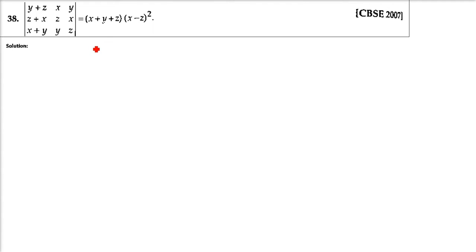Next one here. Now, we'll do it properly step by step. But what do we need? x plus y plus z and x minus z whole square. So the best thing is, this is row 1, this is row 2, this is row 3. If we add row 1 with row 2 and row 3, we get x plus y plus z in the second and third column, top of the column, and twice of x plus y plus z on the first member. So R1 plus R2, R3 we are doing.